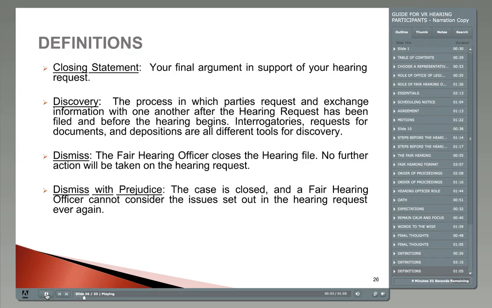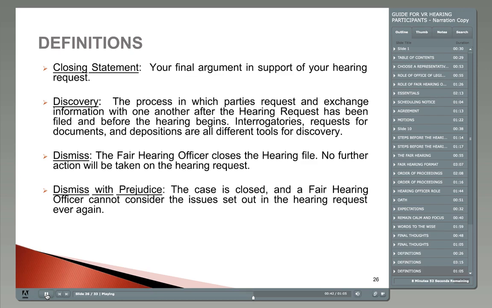Closing statement, simple. It's a summary of what you think you've proven in that hearing. Discovery. The process in which parties request and exchange information. Remember, we talked about it way back when, each party sends the documents that they're going to submit, the witness list, those kinds of things: interrogatories, requests for documents, depositions, all different tools of what's called the discovery process. In other words, you're discovering the other person's case, and they're discovering your case, your witnesses, the documents you're going to submit, that kind of thing.